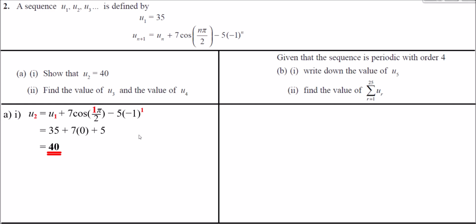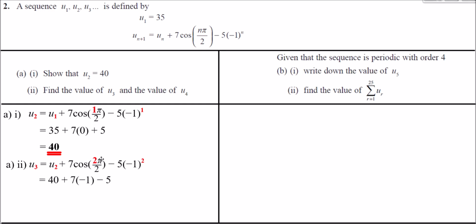For A part 2, in much the same way, we now need to find the value of u3 and the value of u4. So for part 2, u3 will be u2 plus 7 cos 2 pi over 2 minus 5 times minus 1 squared. u2 was of course 40.